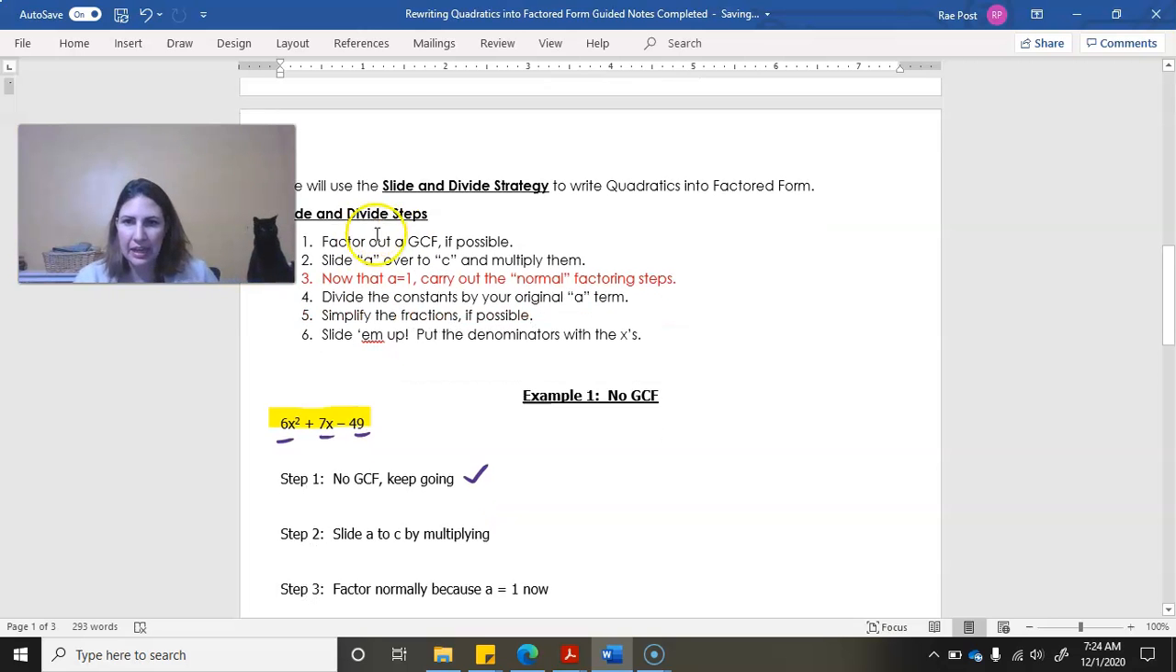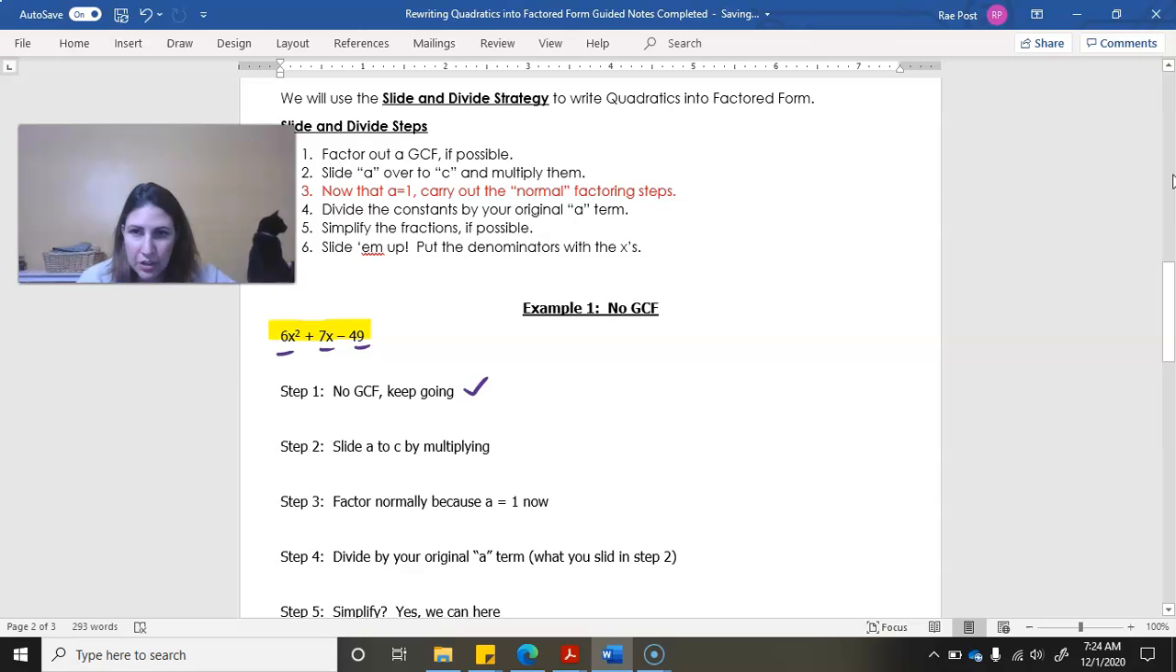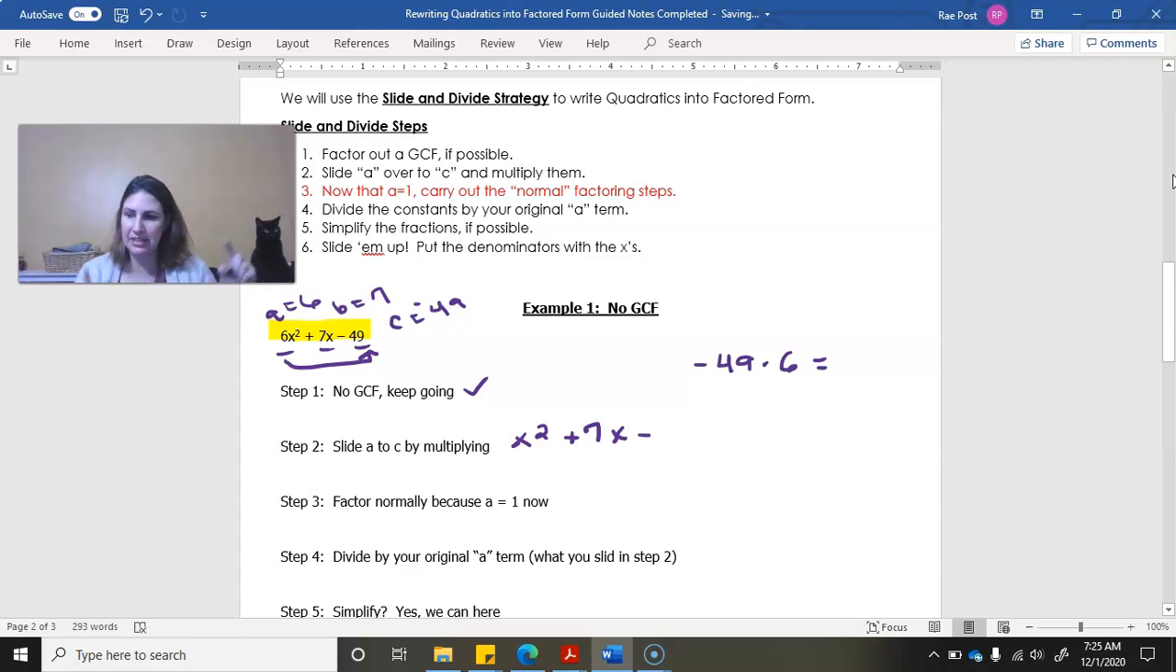Step 2 says to slide A to C by multiplying. So you're going to take your A term. Remember, your A is 6, your B is 7, and your C is 49. Well, technically that's a negative 49. Slide A to C by multiplying. So take your A and slide it over to C by multiplying. That means it's going to be x squared plus 7x, and now your C is going to be negative 49 times 6, because it says slide A to C. So negative 49 times 6 is going to be 294.